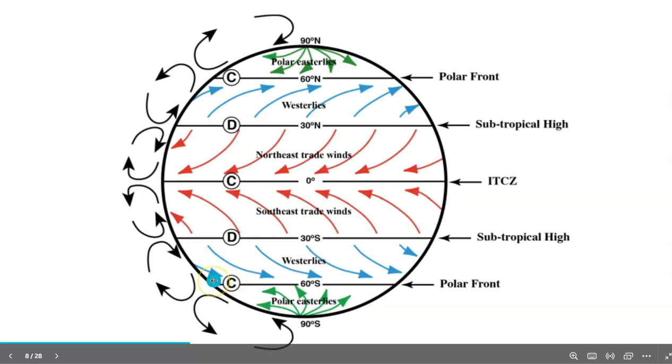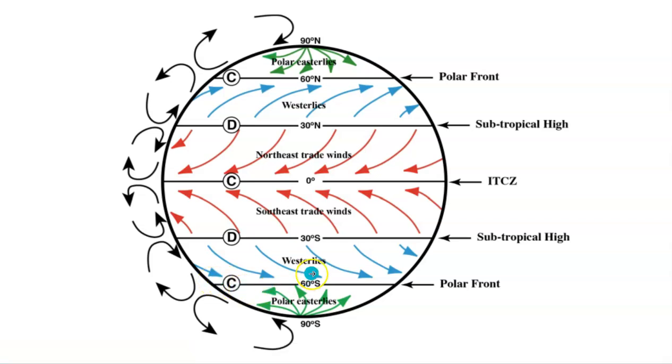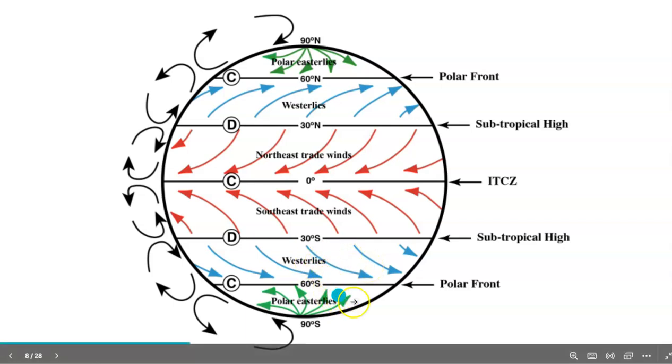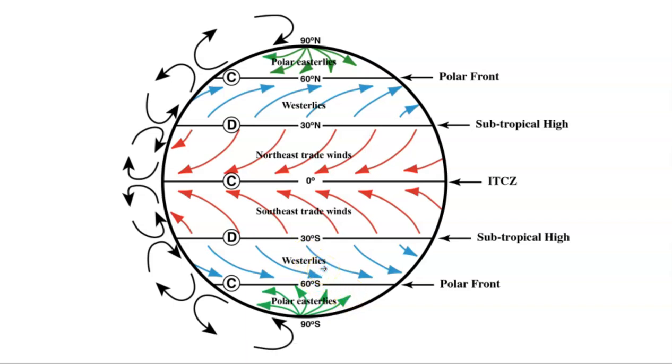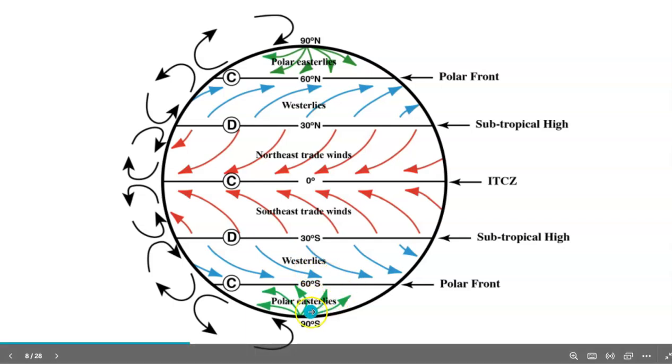So the polar front is an area or line that separates two different air masses. So a warm air mass here and a cold air mass here. All right. So what happens here is that the warm air mass gets lifted up. So these westerlies would get lifted up because it's warm air, and the polar easterlies would wedge in underneath. Show you in the next slide.